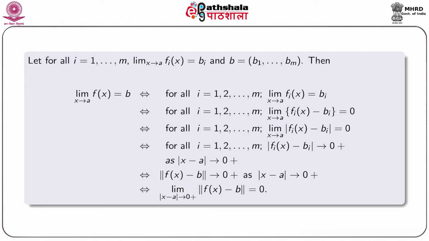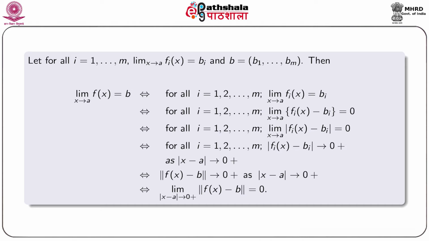That is, if and only if as mod of x minus A approaches 0 plus, mod of fi(x) minus bi should approach 0 from the right. That is, if and only if the norm of f(x) minus b approaches 0 from the right as mod of x minus a approaches 0 from the right. That is, the limit of the norm of f(x) minus b as mod of x minus a approaches 0 plus should be 0.